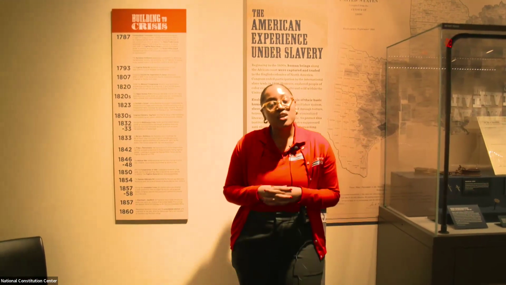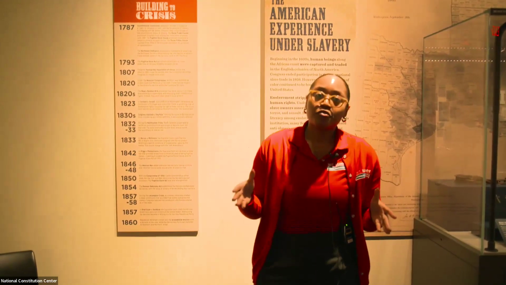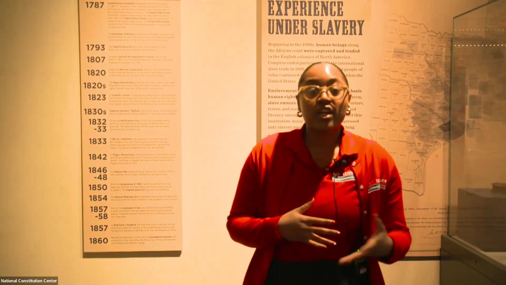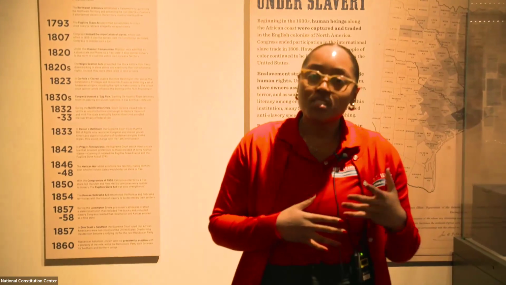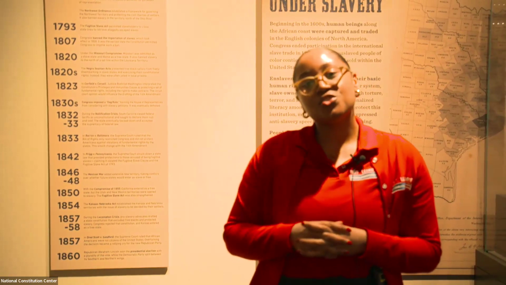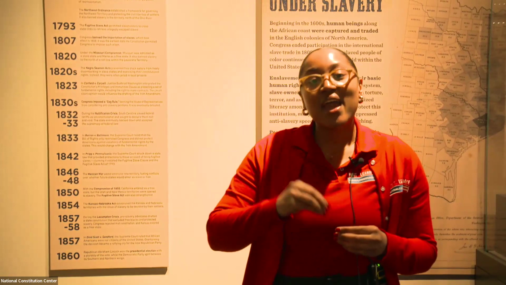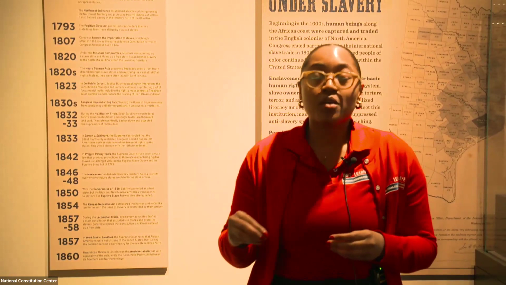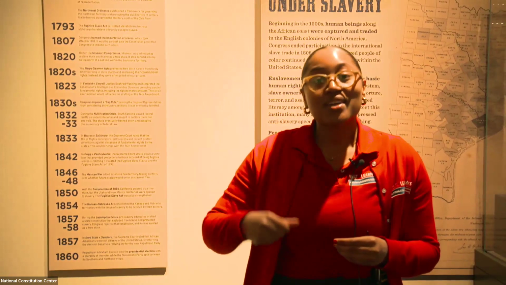And then we also have the issue with the Atlantic slave trade. So the Atlantic slave trade during 1787 was still legal within the United States. It was still legal to import enslaved Africans from, of course, the continent all the way here to the United States. And so what they decided to do is they prohibited Congress in particular from making a decision on the Atlantic slave trade until the year of 1808.